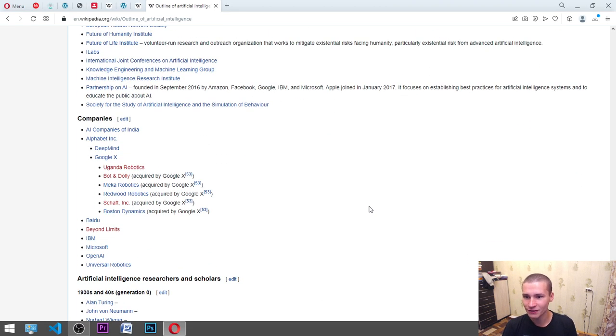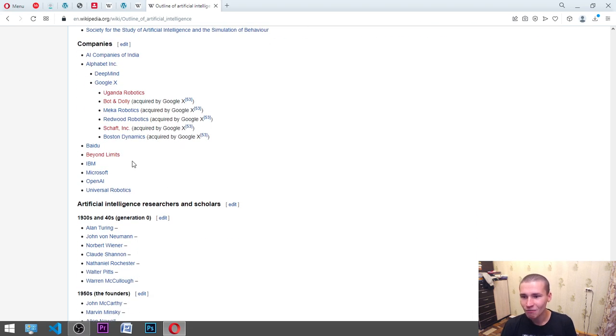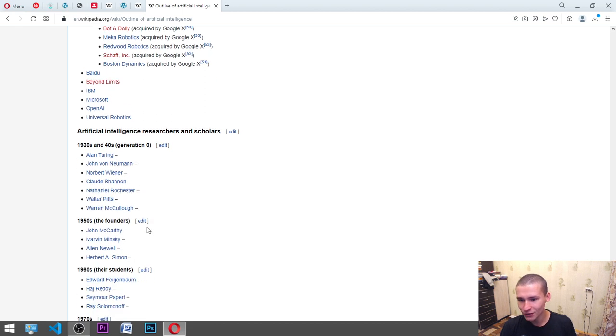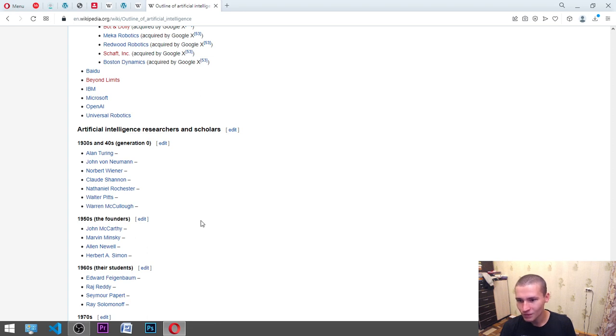Companies: AI companies of India, Alphabet Inc., DeepMind, Google X, Bot and Dolly, Meka Robotics, Redwood Robotics, Schaft Incorporated, Boston Dynamics, Baidu, Beyond Limits, IBM, Microsoft, OpenAI, Universal Robotics. Artificial intelligence researchers and scholars, 1930s and 40s, Generation Zero: Alan Turing, John von Neumann, Norbert Wiener, Claude Shannon, Nathaniel Rochester, Walter Pitts, Warren McCulloch.